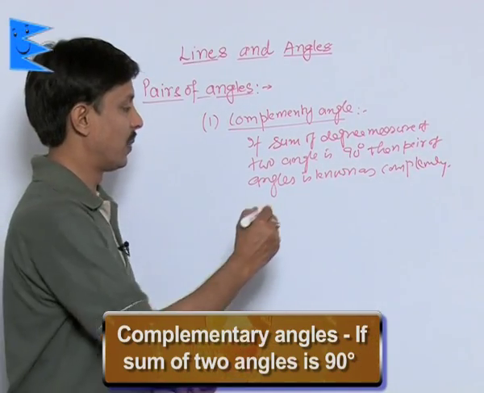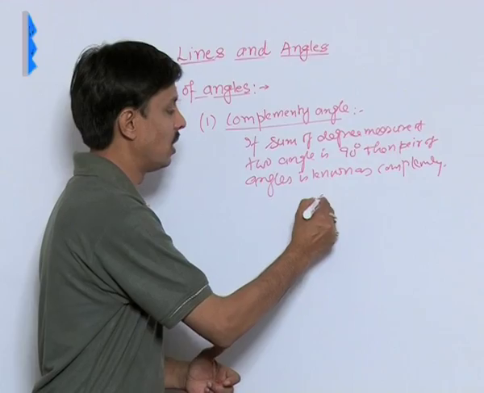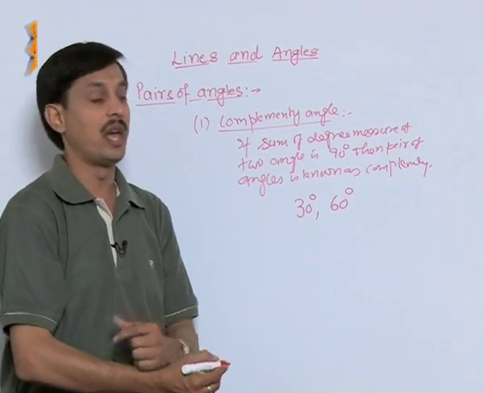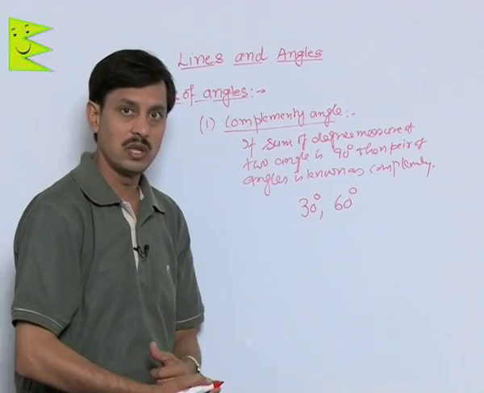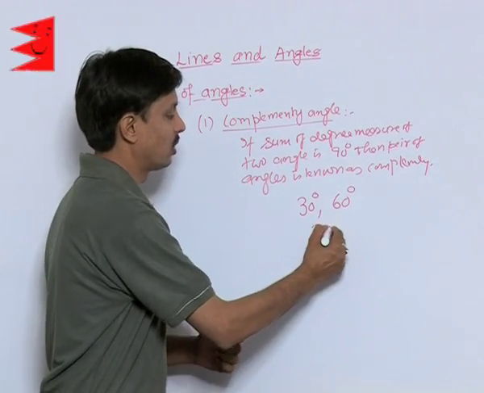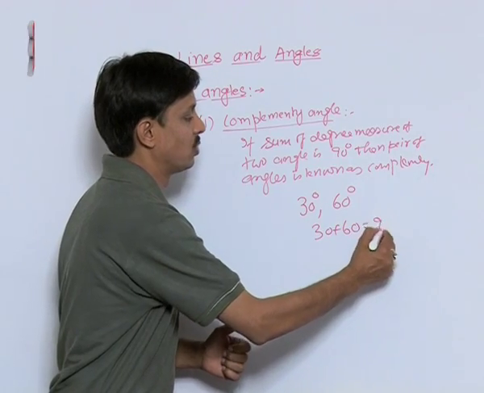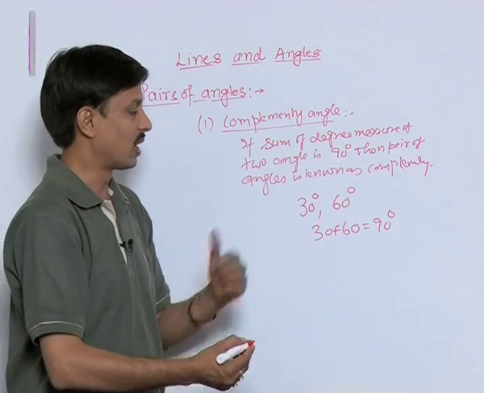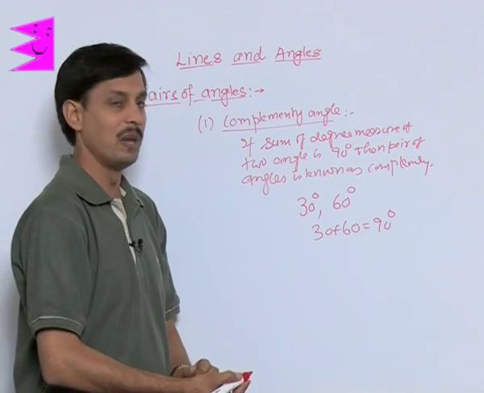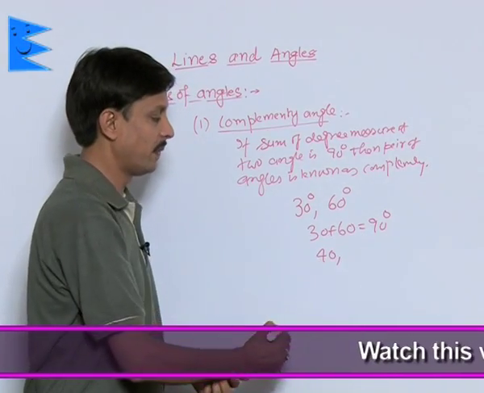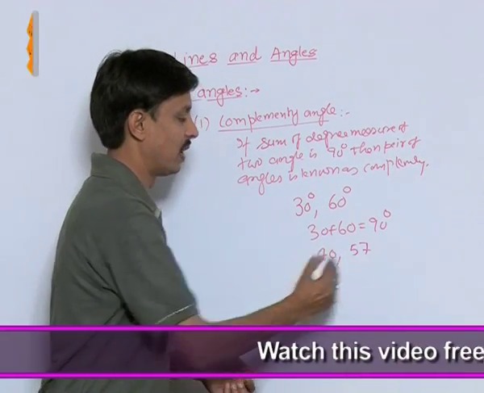For example, if I say 30 degree is one angle, 60 degree is another angle, I want to check whether this pair of angles is complementary or not. I will check 30 plus 60 is equal to 90 degree. So I will say yes, this is the pair of complementary angles. Similarly, suppose one angle is 40 degree, another is 57 degree.